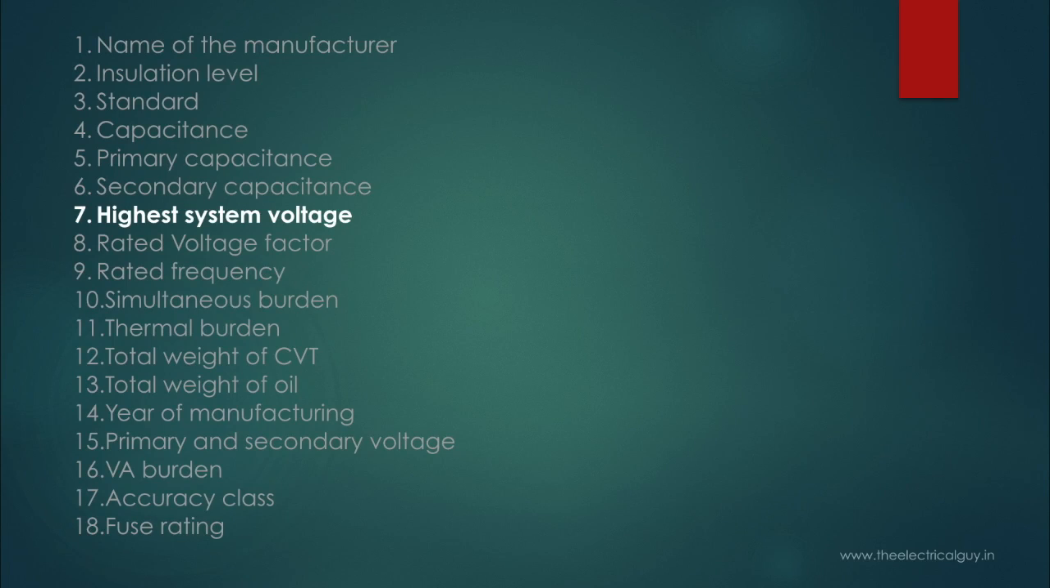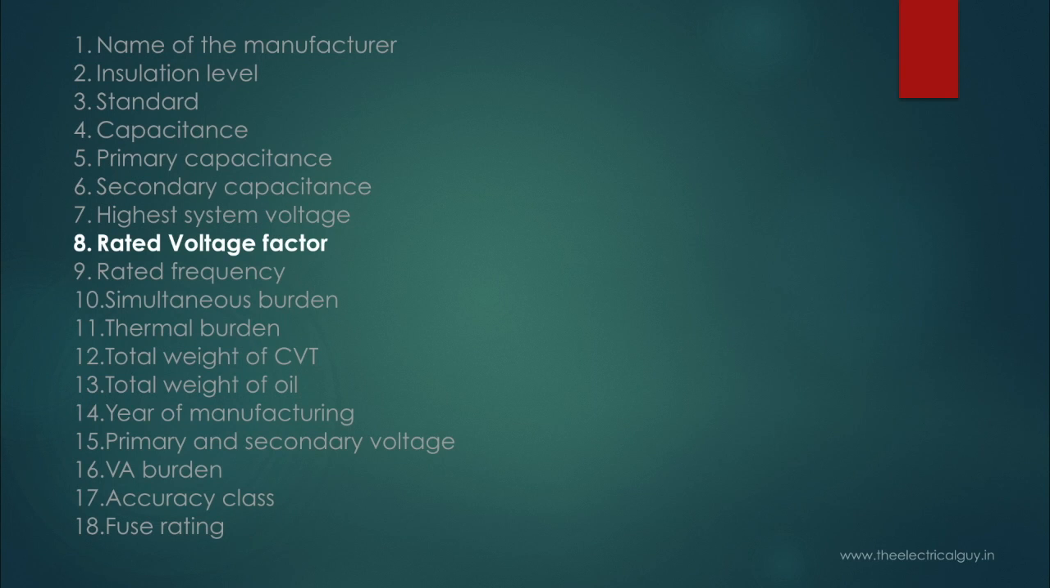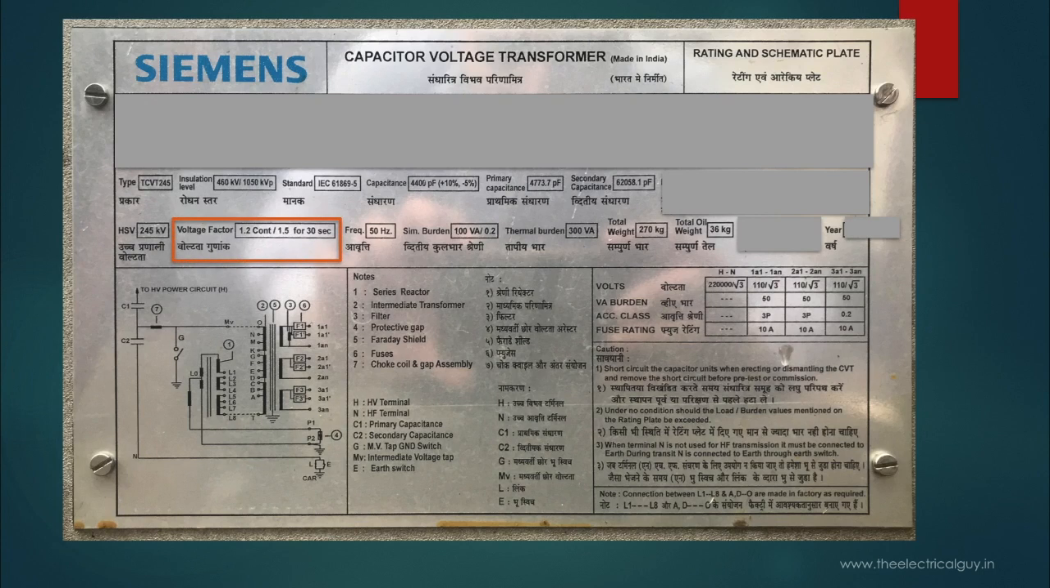Next is highest system voltage. This is the highest system voltage for which CVT is designed. This is also called as a rated voltage. So here it is mentioned as 245 kV. Next is voltage factor. On the nameplate you can see it is mentioned as 1.2 continuous and 1.5 for 30 seconds. What does it indicate?